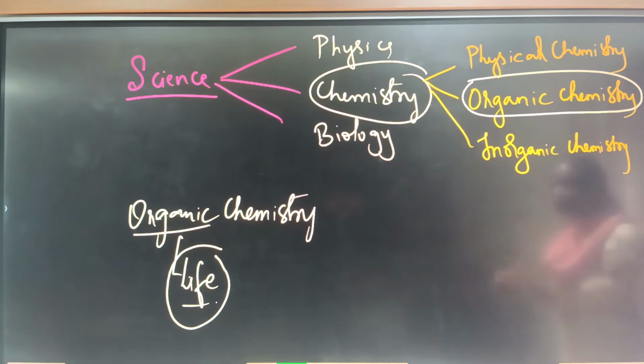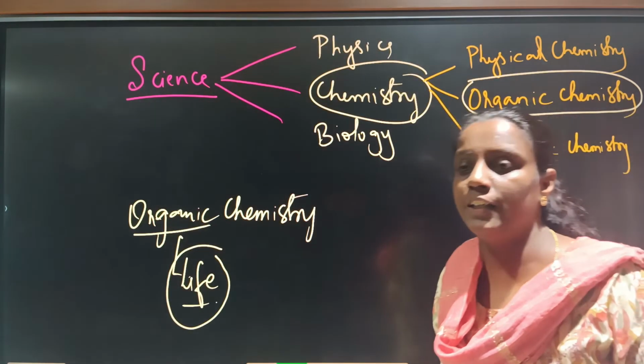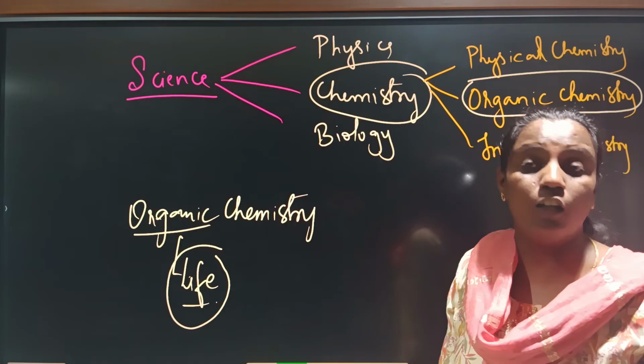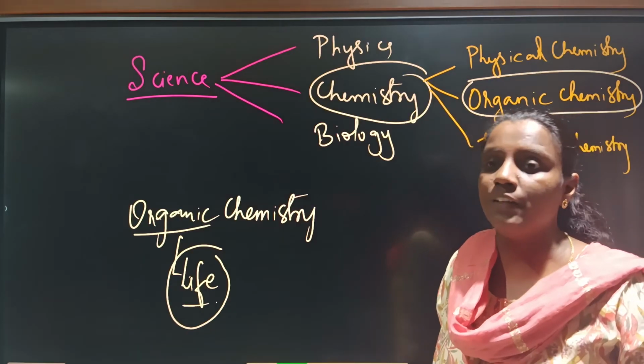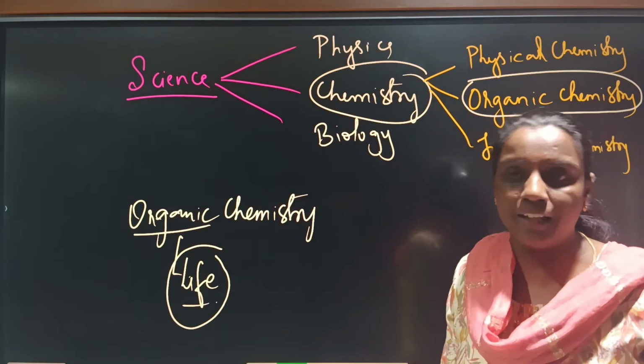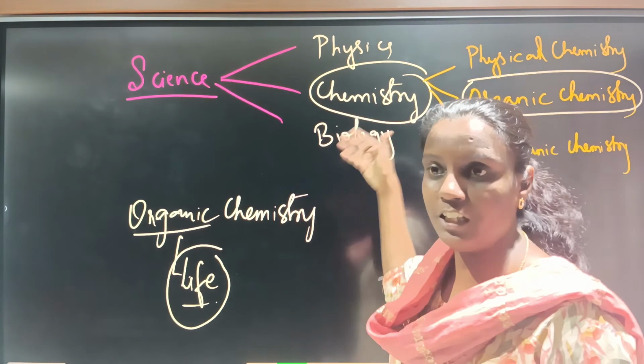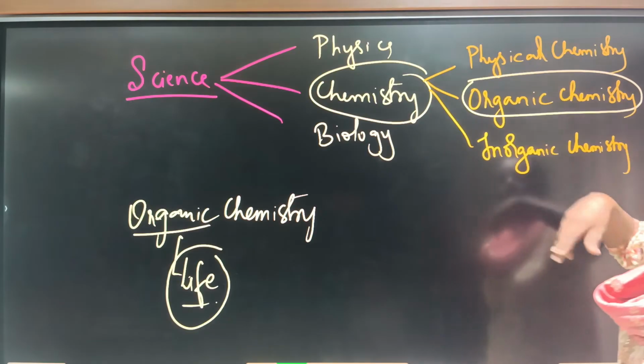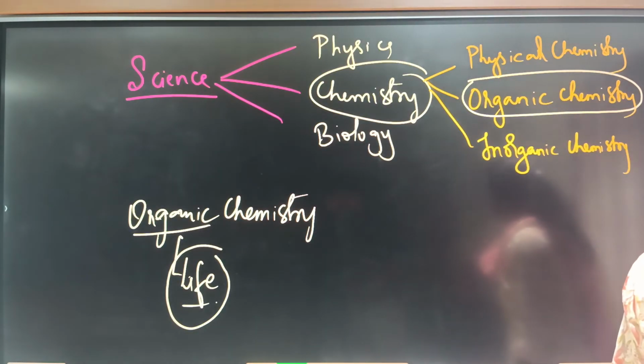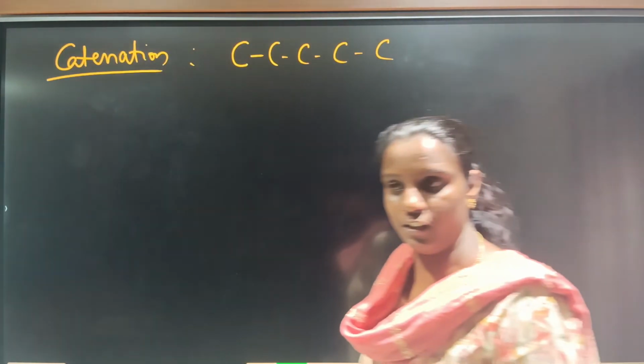I also glanced at the different types of chemistry, or rather, we have to use the word branch of chemistry. Branches of science are physics, chemistry and biology. Branches of chemistry are physical chemistry, organic chemistry and inorganic chemistry. Then we also studied what is catenation.